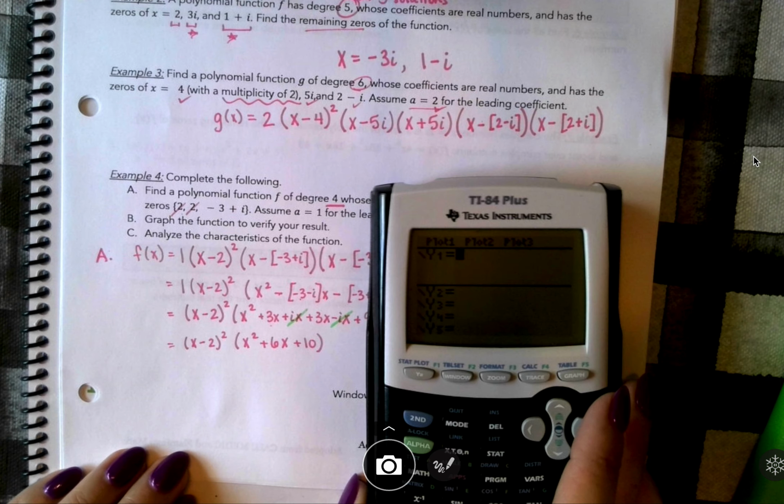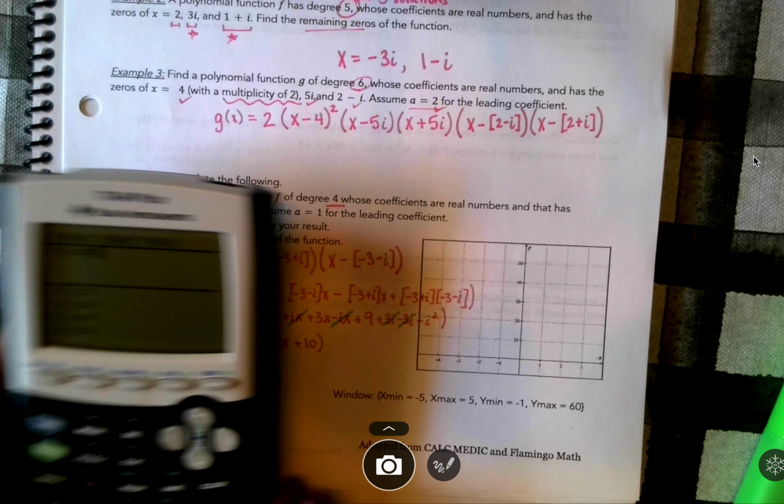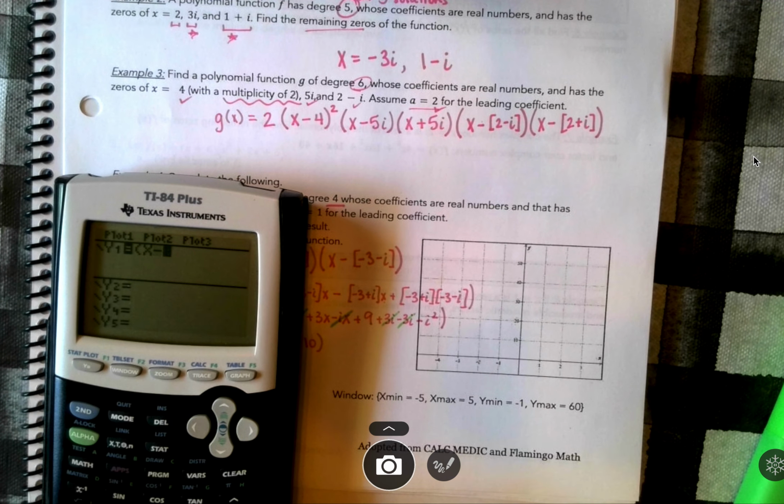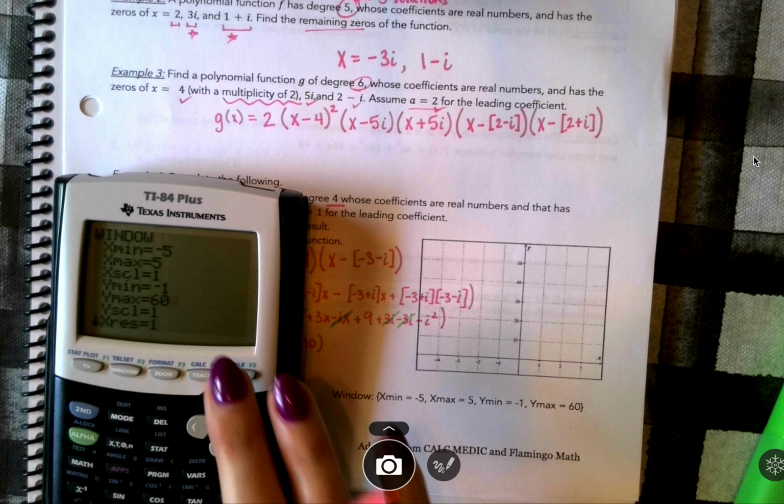So in my y equals, let me do it on this side, it's a little bit brighter. I have (x − 2)², and then my second set of parentheses, x² + 6x + 10. And then I am telling you what the window should be. So let me change my window right now. My x min is negative 5 with a max of 5. Y min and y max is 60.